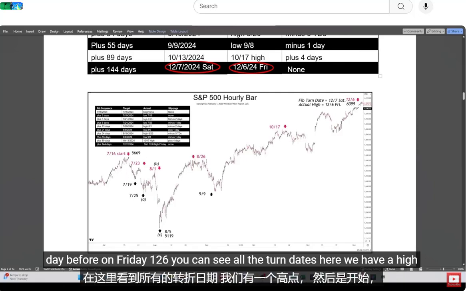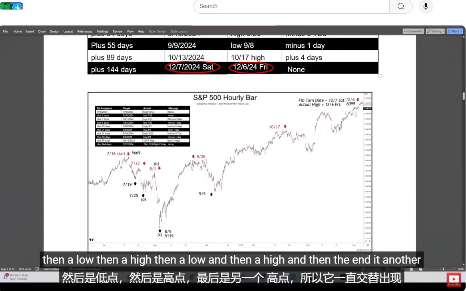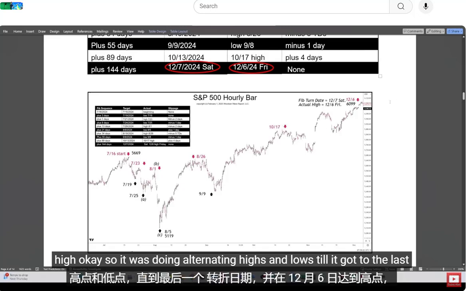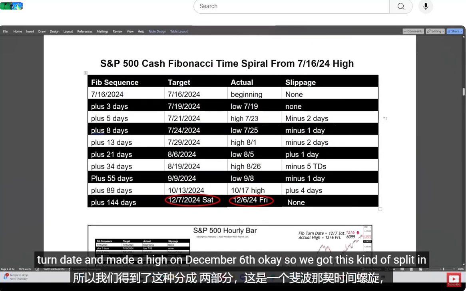You can see all the turn dates here. We have a start followed by a low, then a high, then a low, then a high, then a low, then a high, then a low, and then a high, and then to end it, another high. So it was doing alternating highs and lows till it got to the last turn date and made a high on December 6th. So we have this kind of split in two.